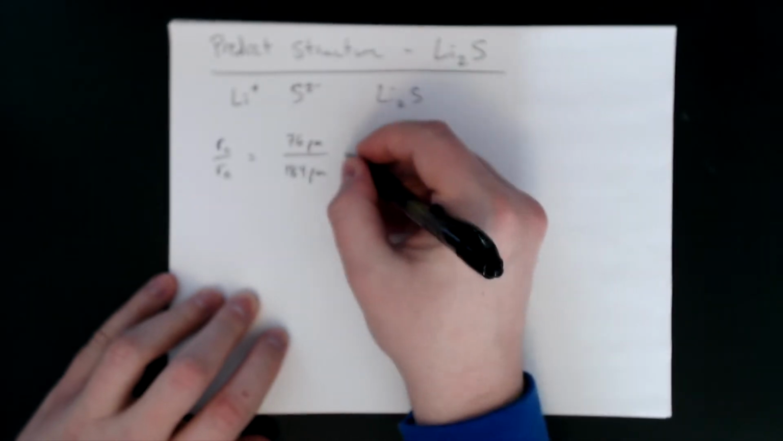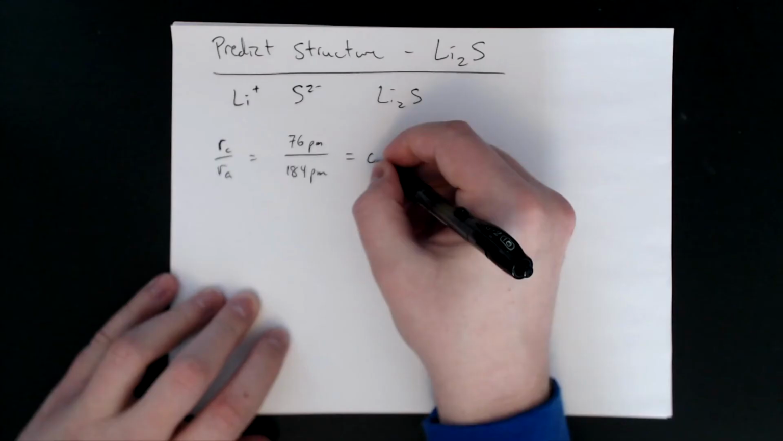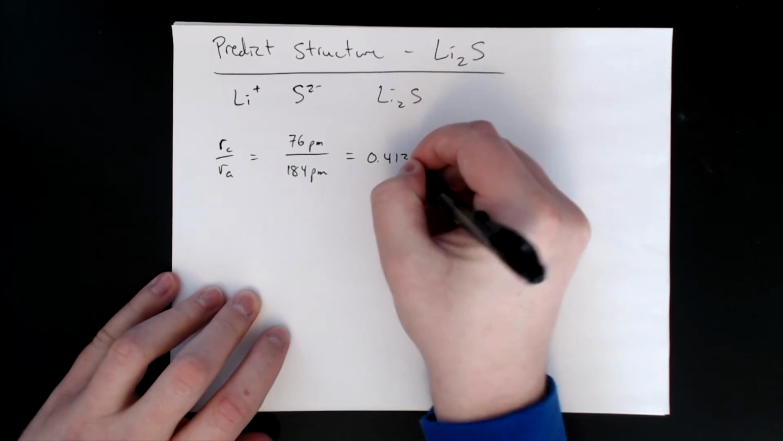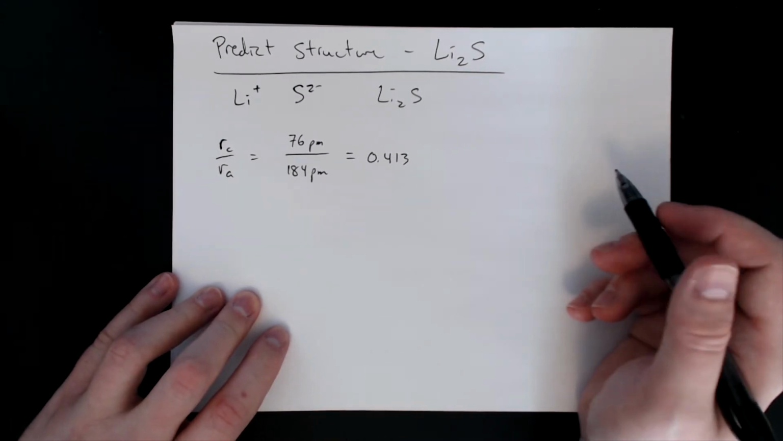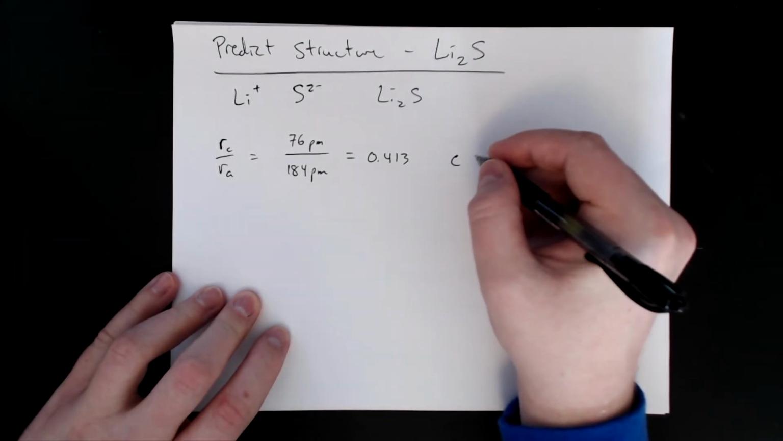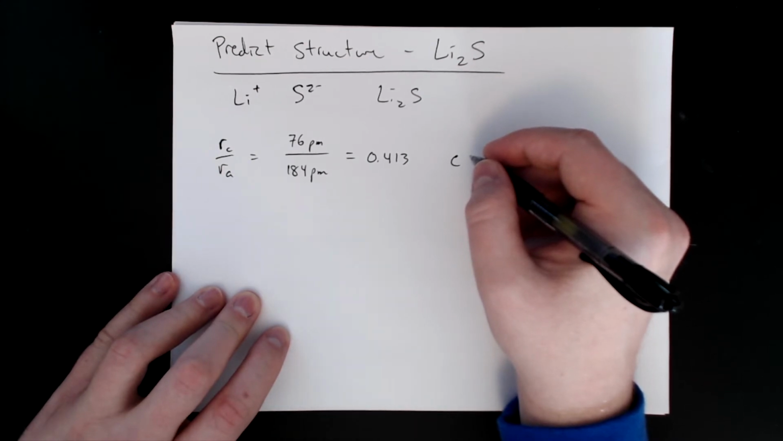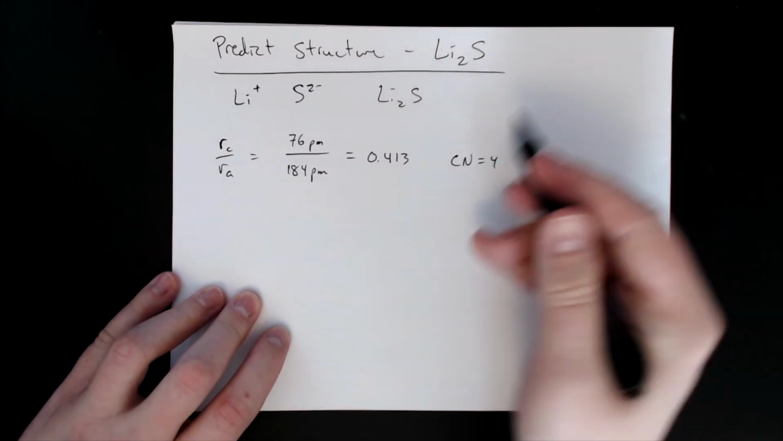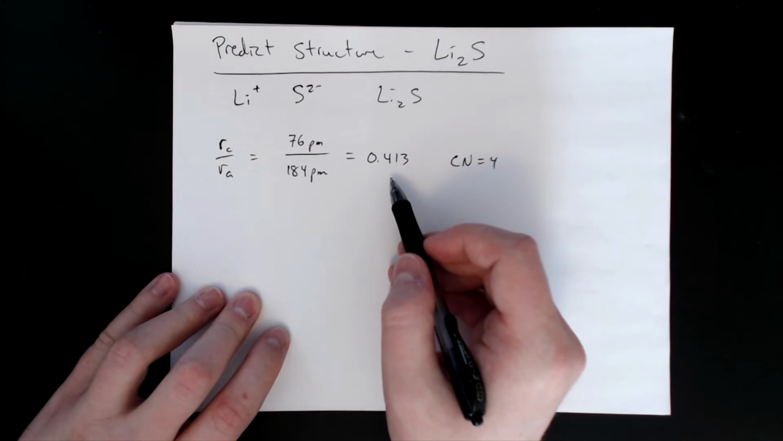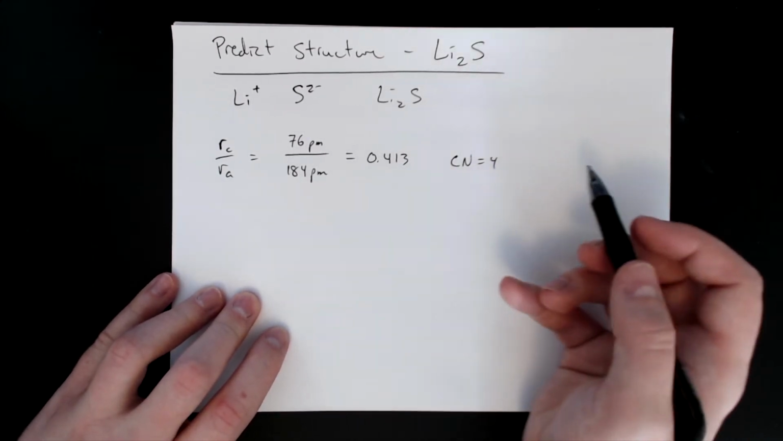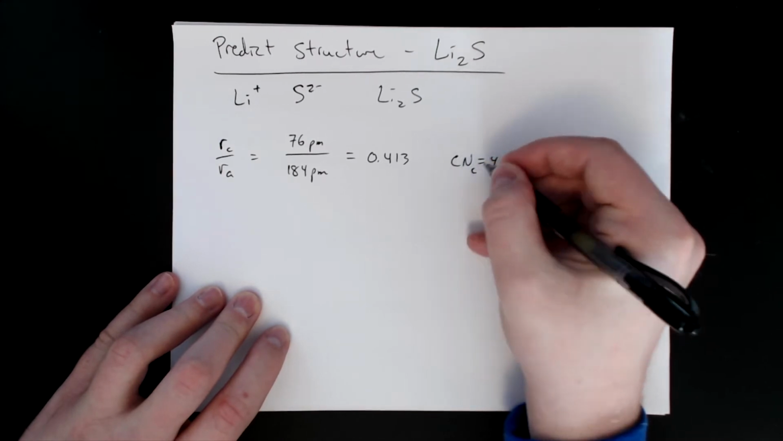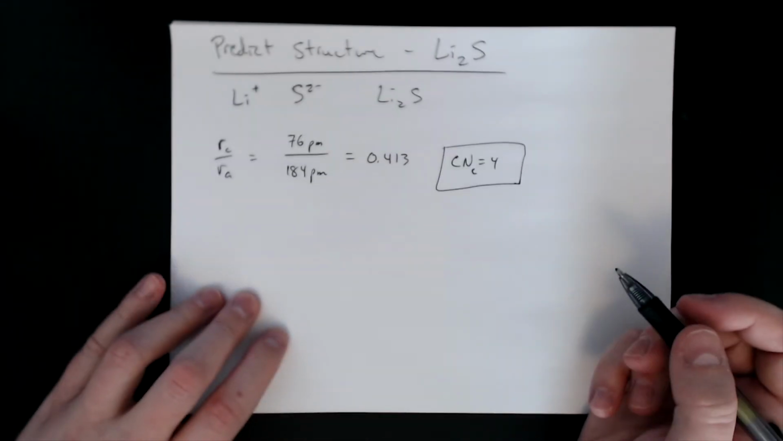So if we take that division, we get 0.413, and using the table for the critical values, we see that puts it barely, I should say, in the coordination equals 4. So it's really close, as you can see, because 0.414 is the upper bound for the next. So keep in mind that this is very close. So that gives us a coordination, and this is for the cation. So we got the cation coordination of 4.